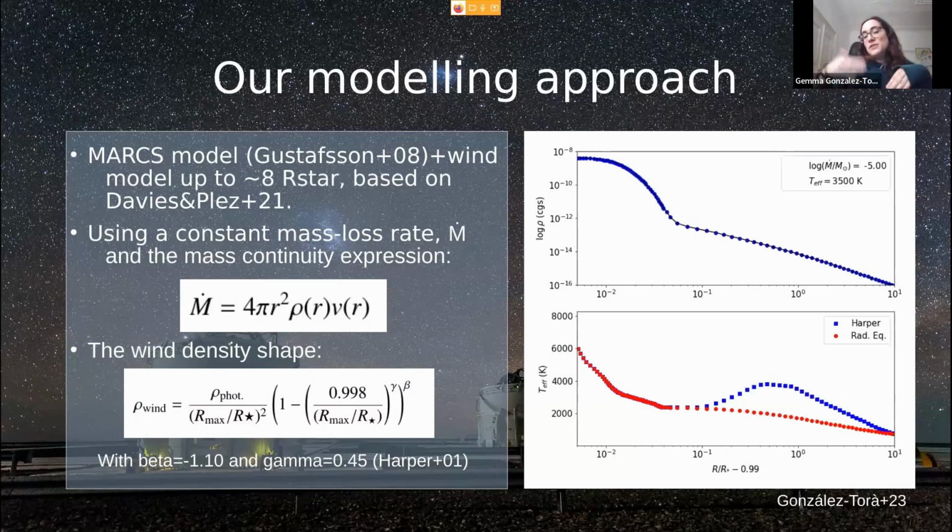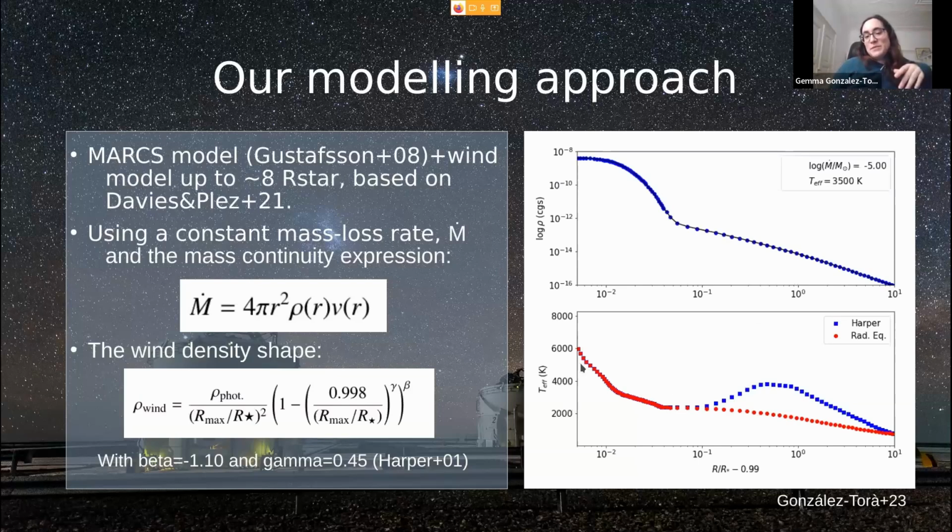And you can see on the right, there's first the density, where we have the initial bump. I don't know if you see my cursor, I guess. But we have the initial bump, which is the MARCS model, and then we are just plugging in this effect of the wind with this beta law.